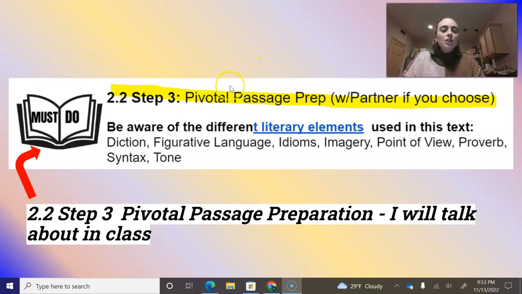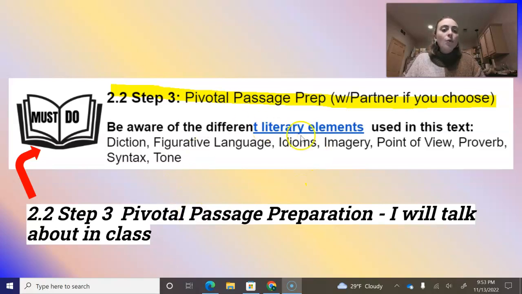The pivotal passage, that means we're going to look at a specific important passage in the chapters, and you'll be analyzing it to find different literary elements, such as imagery, figurative language, tone, point of view, those types of things. This book is full of figurative language, like similes and metaphors and imagery that really brings the story to life. And we're going to be analyzing those literary elements in the text during the unit.